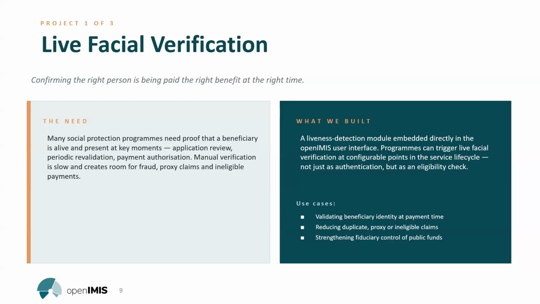Basically, to reduce room for fraud, proxy claims, and ineligible payments. So the solution was to build a liveness detection module, embedded in openIMIS, that can trigger live facial verification at different service lifecycle stages. So it's not just authentication, but also an eligibility check. The use cases that could benefit from this prototype include validating beneficiary identity, reducing duplicates, and strengthening fiduciary control in public funds.